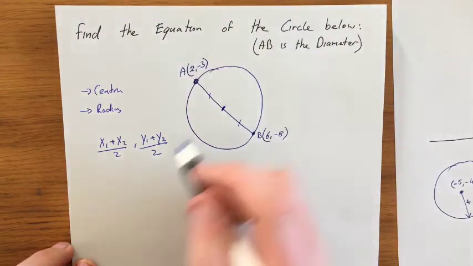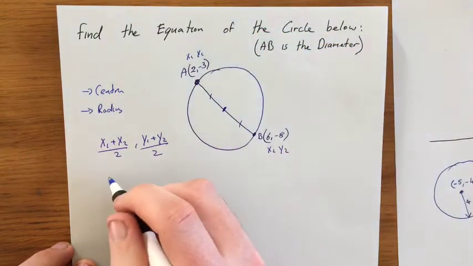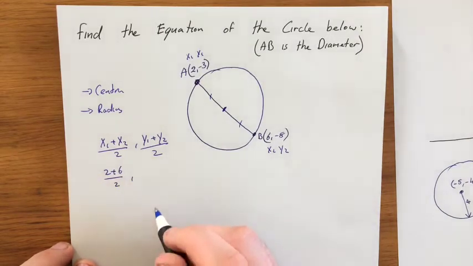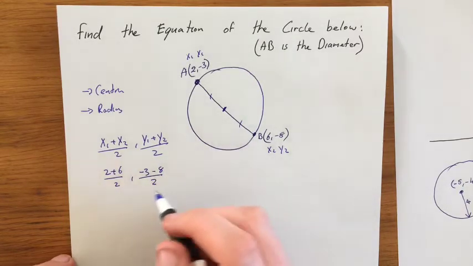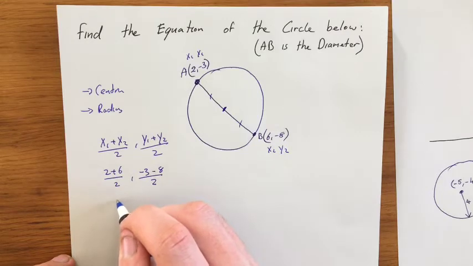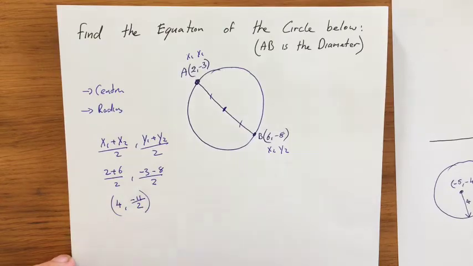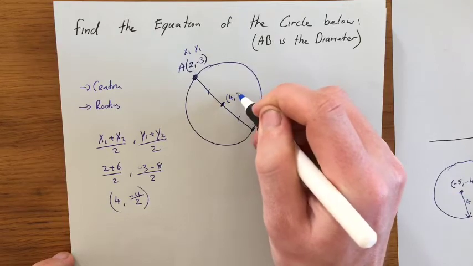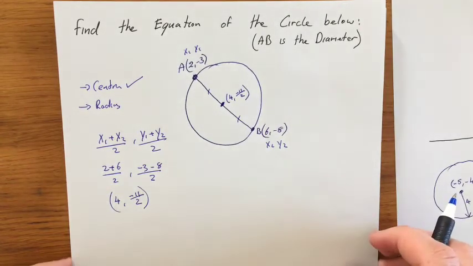So if we put it in, again we label it x1, y1, x2, y2. So it's going to be 2 plus 6 all over 2, and then minus 3 minus 8 all over 2. So our final answer there is going to be 4, and then that's going to be minus 11 over 2. So it is okay to get fractions as our answer. So our center point there now is going to be 4 and minus 11 over 2. So that is our center point. So now we know our center. All right, and now we know a very important piece of information.